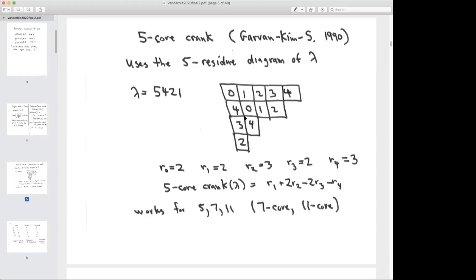So the statistic is take lambda, take its 5-core, compute this combination of the R's, reduce it modulo 5. That's another crank statistic, which will prove Ramanujan's congruence.